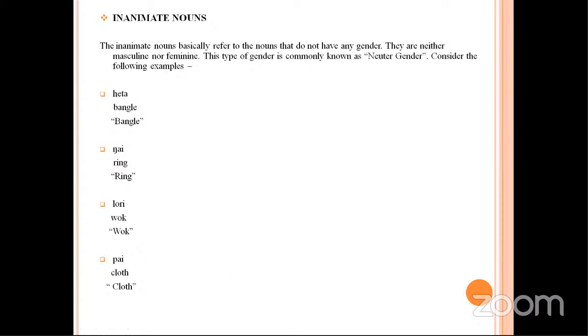Inanimate nouns. The inanimate nouns basically refer to the nouns that do not have any gender. They are neither masculine nor feminine. This type of gender is commonly known as neuter gender. For example, heta, bangle, ngai, ring, lorry, wok, pai, cloth.